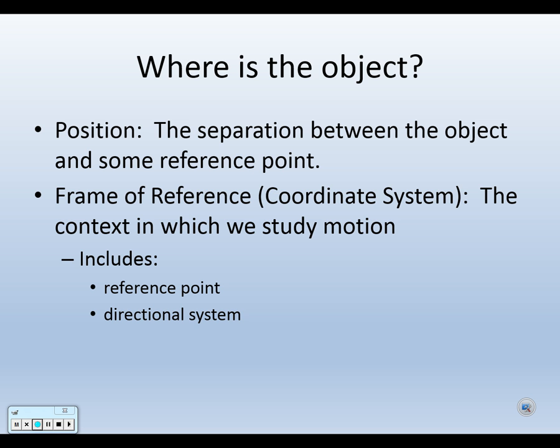So we have to be careful with that directional system, and sometimes we might have to be as specific as latitude and longitude. Sometimes we might not need to be that specific. It really depends on what we're trying to accomplish. Does that make sense? So what I'm saying is, what is the reference point or what is the directional system? Those can change based on the situation.